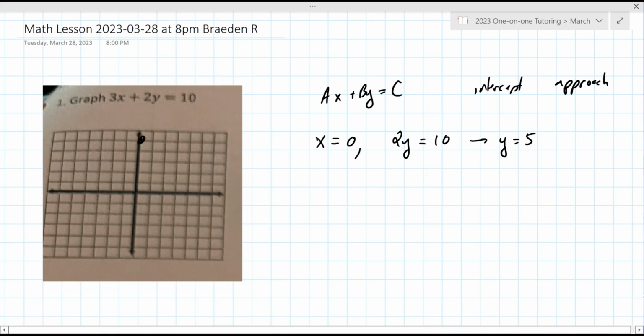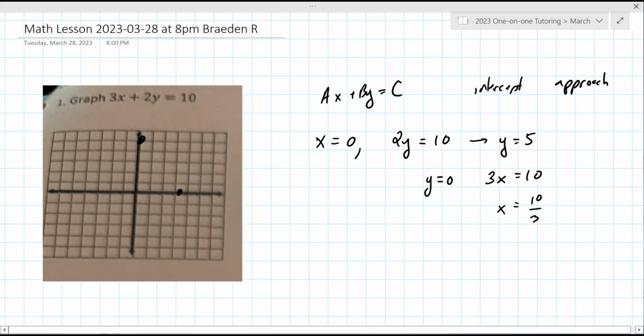Problem is the other one. That's where you got to kind of look ahead here. If y equals 0, you've got 3x equals 10, x is 10 over 3. That doesn't graph very nicely. Like you got to kind of be like, where is it? So if your teacher's a real stickler for being really good at graphing, I would not recommend this approach.